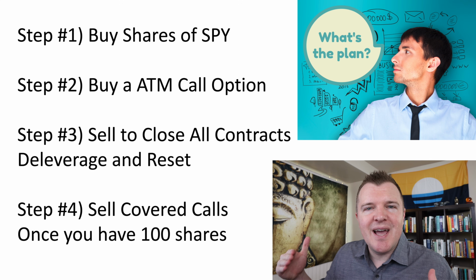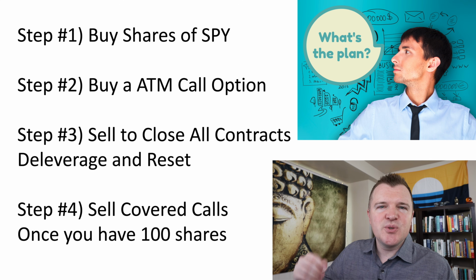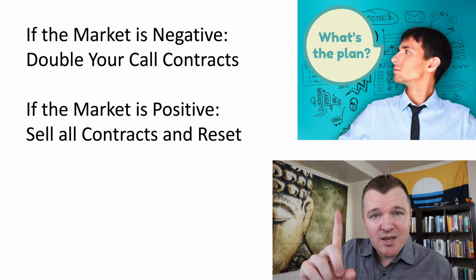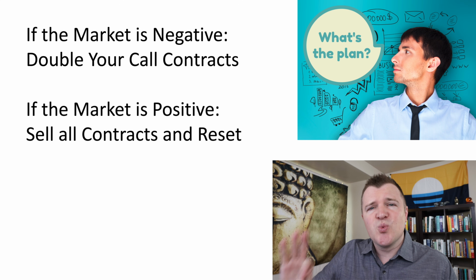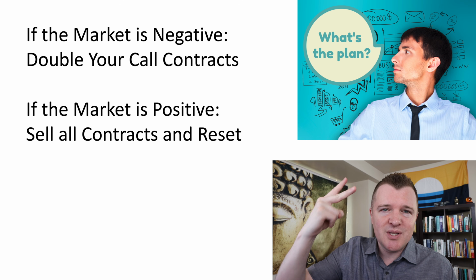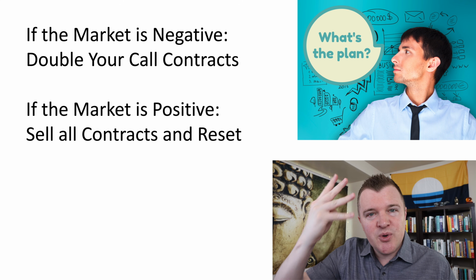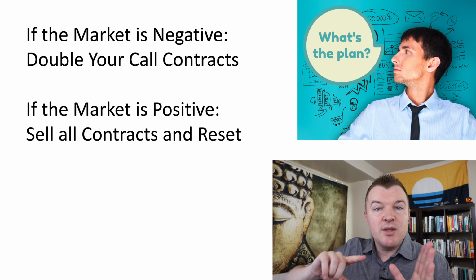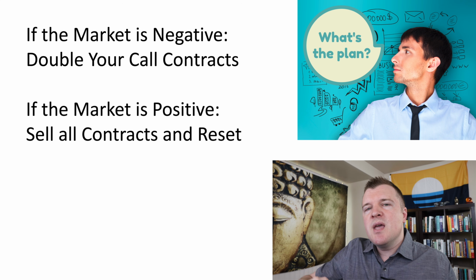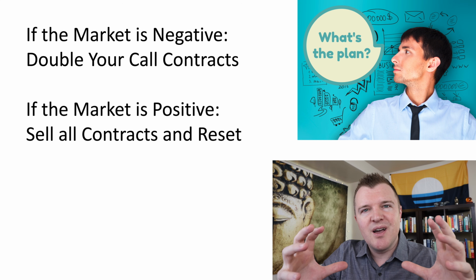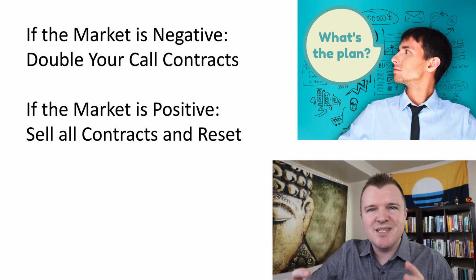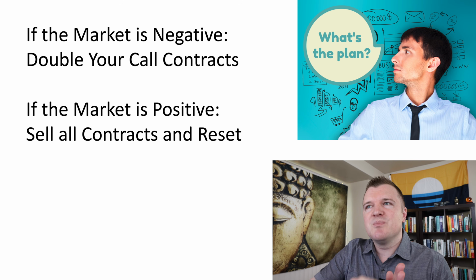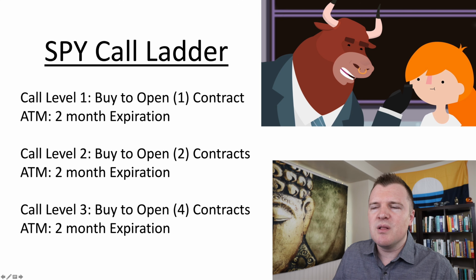And step two is to buy a just out of the money call option. This will be your level one. What you're doing here is buying one contract at level 1. If the market is red the next day, you double up. You go to 2. If it's red again, you double up. You go to 4, 8, 16, 32. And anytime the market snaps back or goes green, as long as you can sell all your call contracts as one position for a positive, you sell all your contracts, deleverage, reset, and start what I call the SPY call ladder again.